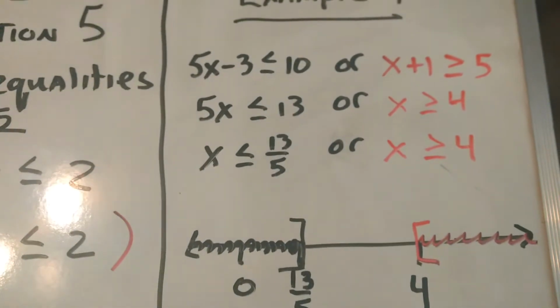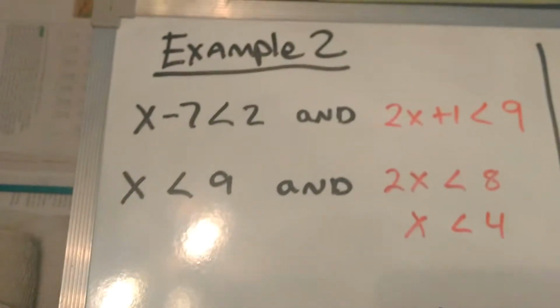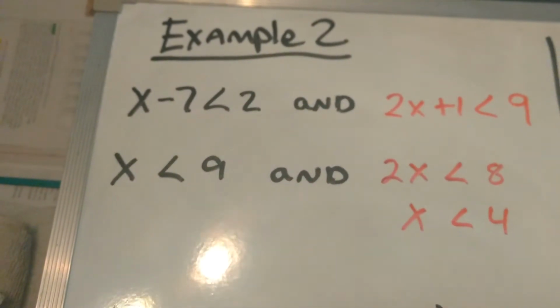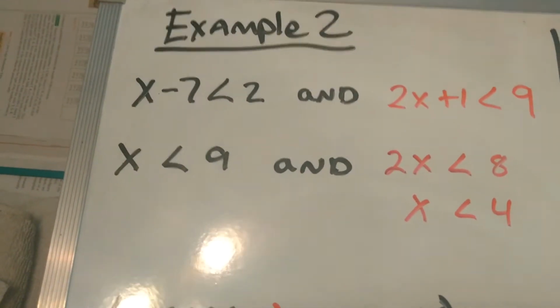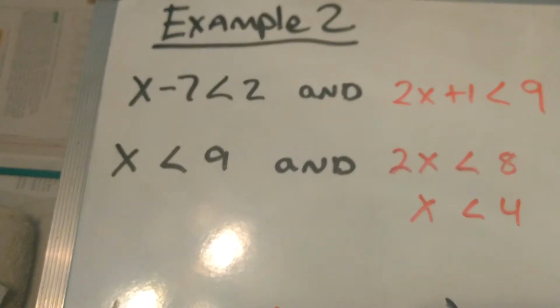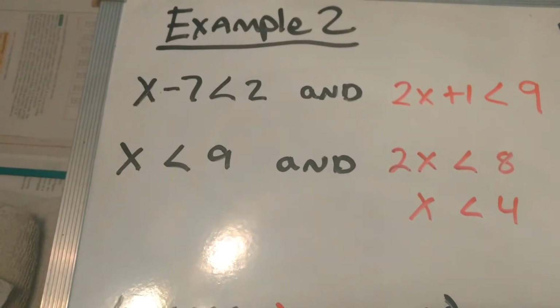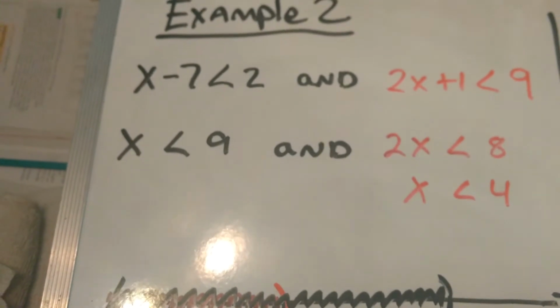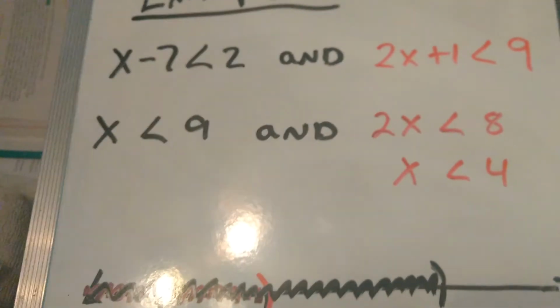"or" means union. So for instance, if we look at example 2, we have x minus 7 less than 2 and 2x plus 1 less than 9. So what we're going to have to do is graph both of these, and where the intersection comes with both of these, that's our answer.